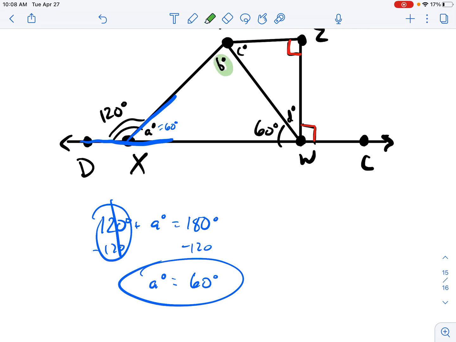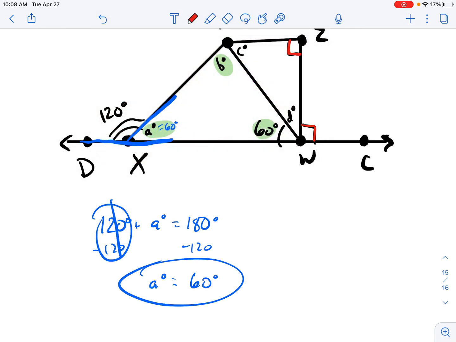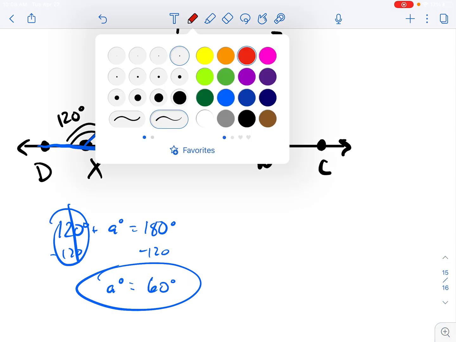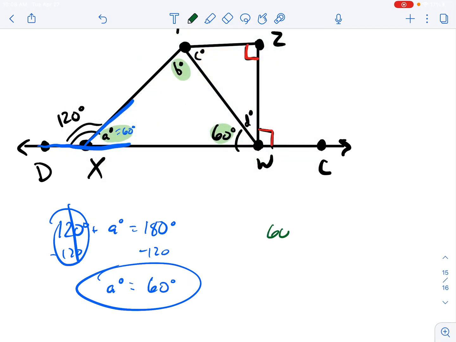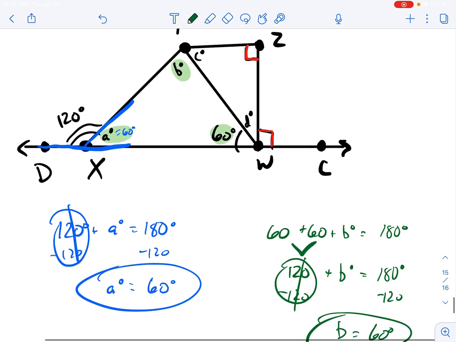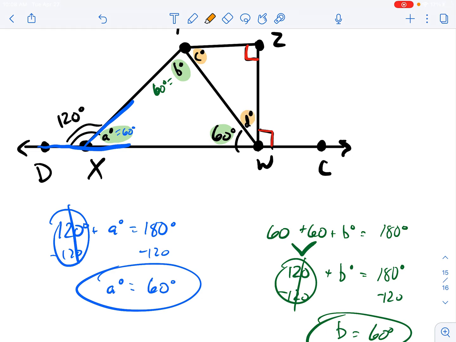Okay. Now we can figure out what b is because we know a and this 60. So let's figure out what that b is going to be. So we'll have 60 plus b equals 180. Combine like terms. Then you subtract 120 from both sides. You get b equals 60 degrees, okay? So now we have all 3 angles are 60 degrees. That's called an equilateral triangle because all the sides and angles are equal. All right, now we just need to figure out what the heck are C and D.